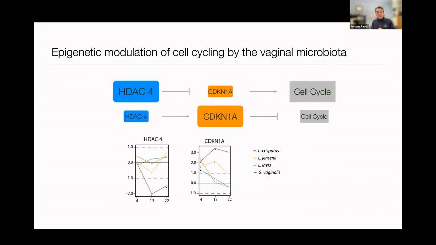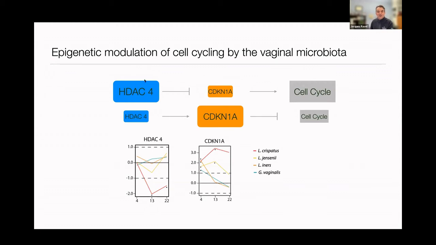And so we went back to our model, and we did some gene expression this time on the model in the presence of different prototypical lactobacillus or Gardnerella vaginalis, which represented this CST4. And what we found is that there's an epigenetic modulation of cell cycling in the vaginal microbiota. And you can see histone deacetylase 4 is inhibited by Lactobacillus crispatus, for example, while the inhibitor of cyclin D1 kinase is overexpressed.